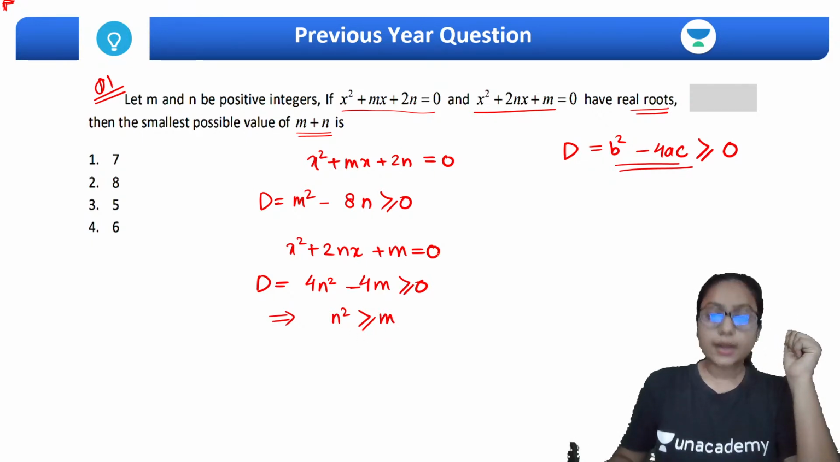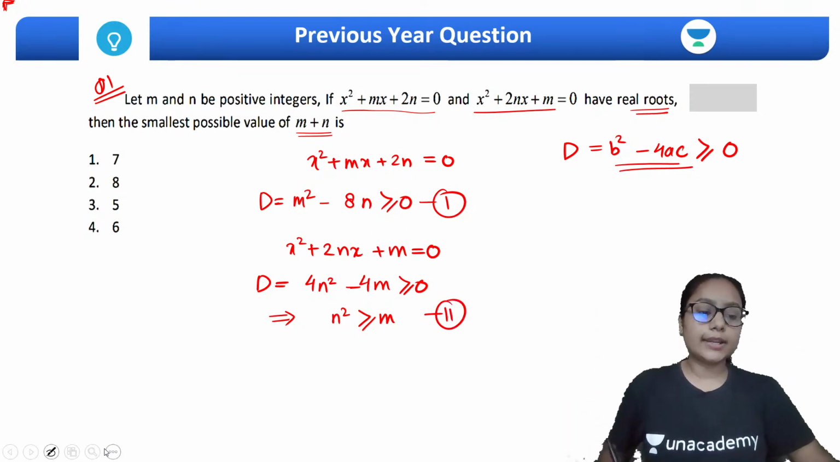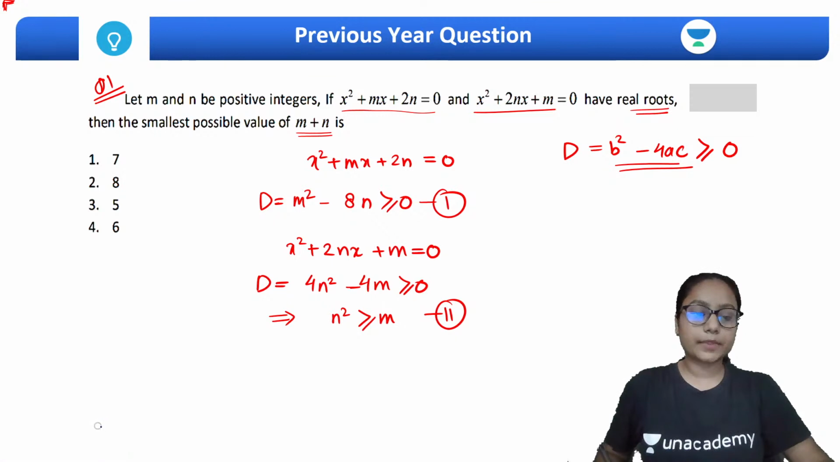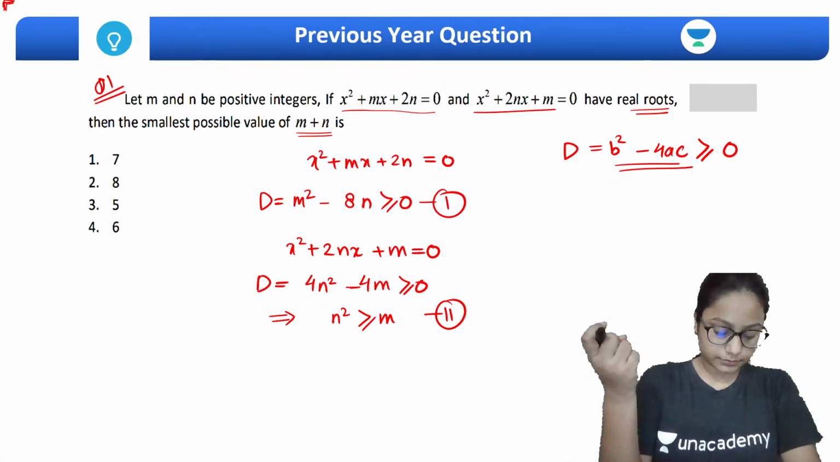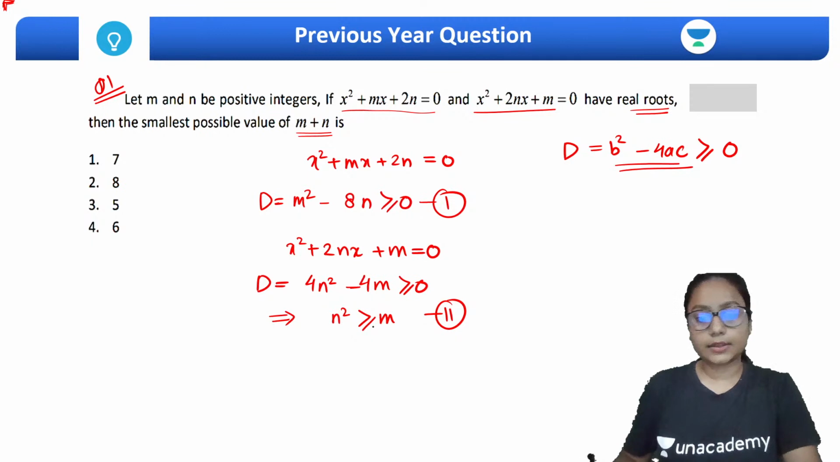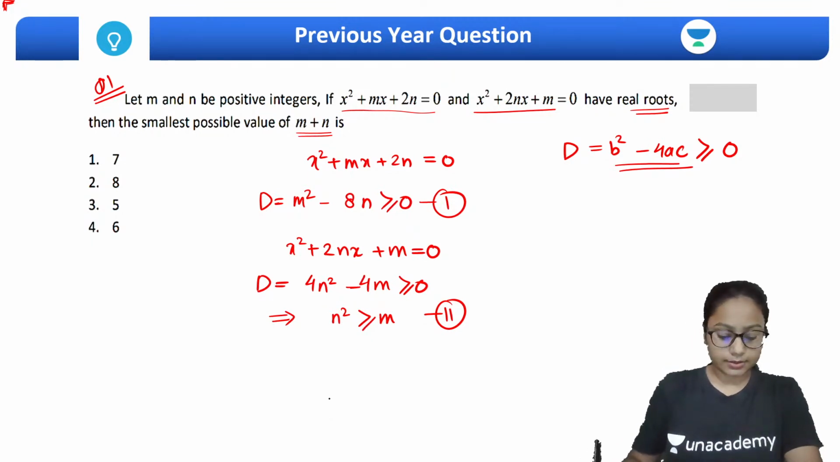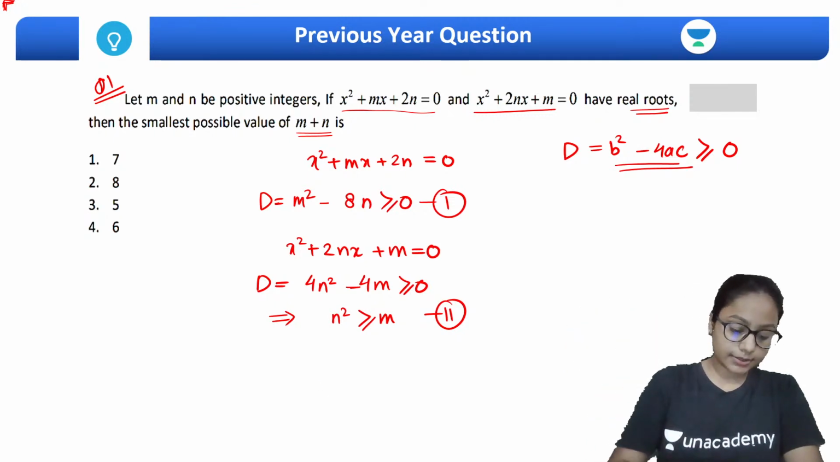Alright, now I have two inequalities, 1 and 2. Can I do something with these two inequalities? What should be my next step? Please think about it, all of you. Think about it and answer.